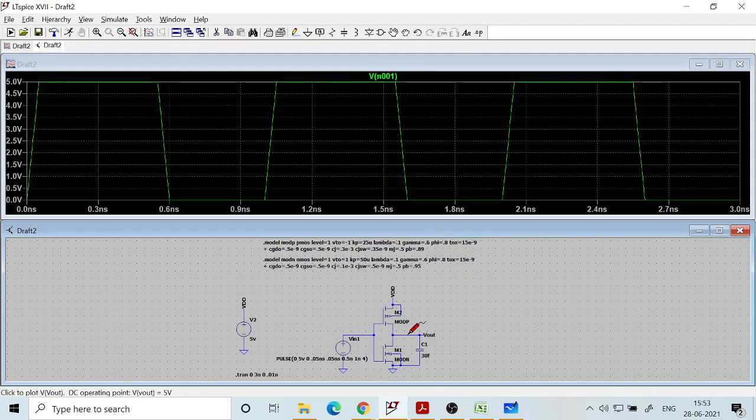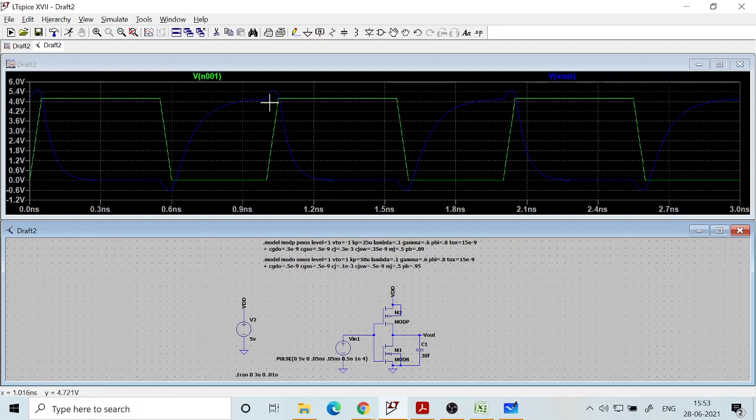Input and then output. So you can see another thing. There is a peaking: before it discharges, the output voltage goes up above 5 volt and then comes back. Similarly, before charging from 0, it goes to a negative value and then it charges. That is because of the coupling between input and output. There is a gate capacitance through which, when the input signal changes quickly, some of the signal will flow into the output.